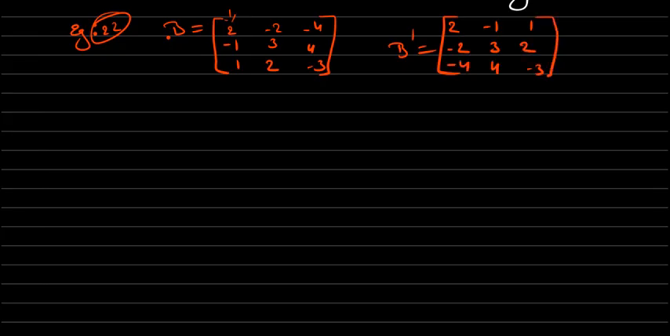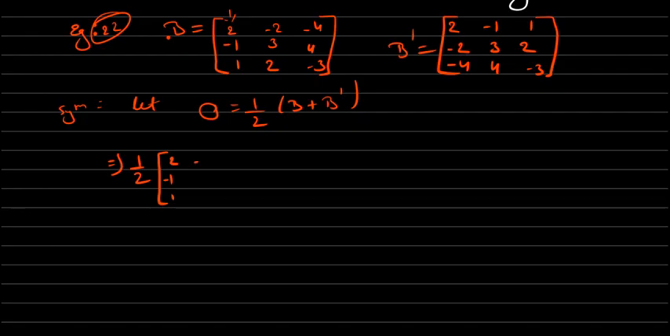Okay. What is the condition for symmetric? Let P be equal to half of B plus B dash. They have given B, and we will take B and B dash. We will do it in the same manner. First we will take 2, minus 1, 1; minus 2, 3, 2; minus 4, 4, minus 3, plus we will consider this B dash: 2, minus 2, minus 4; minus 1, 3, 4; 1, 2, minus 3.